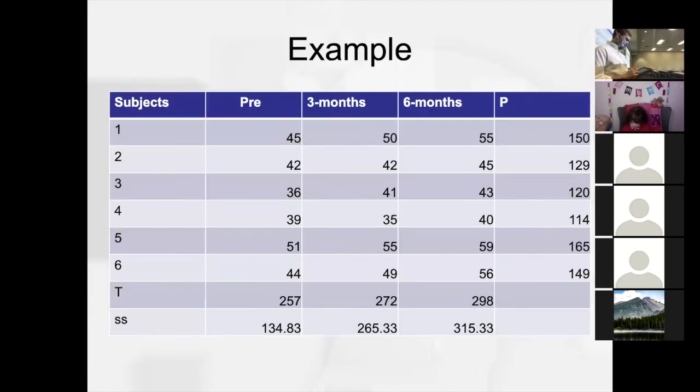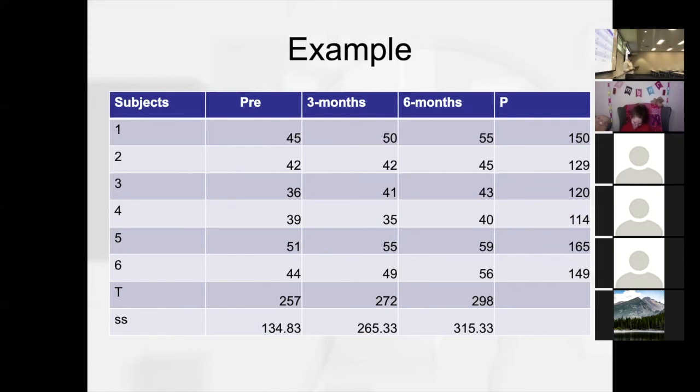All right, so now I want to calculate the T for every treatment condition. I want to calculate the sum of squares for every treatment condition. And I want to calculate the P for every participant. So to get the T, what do I do?